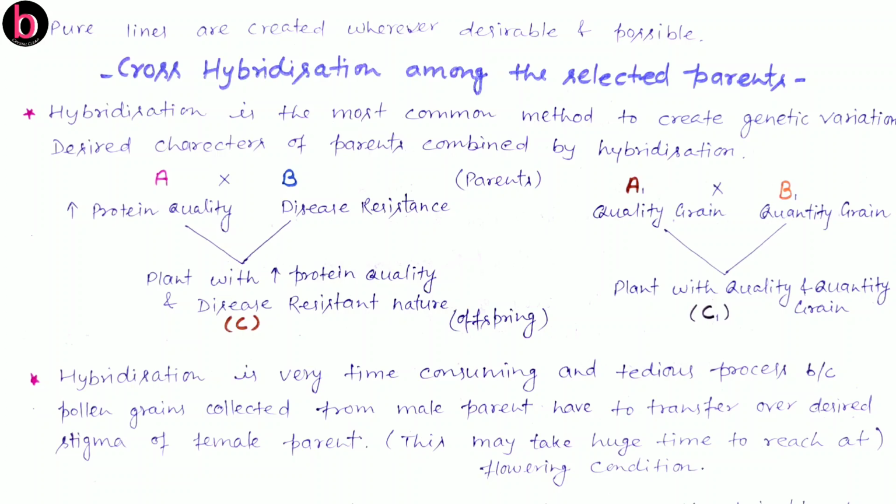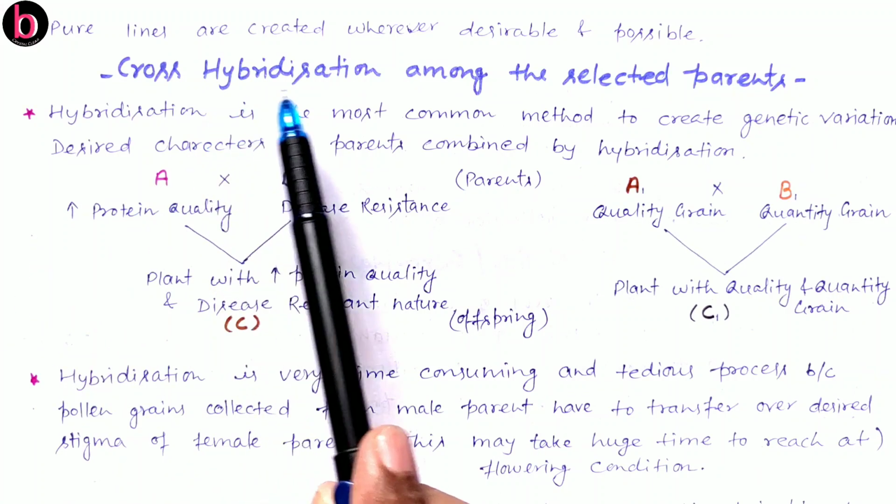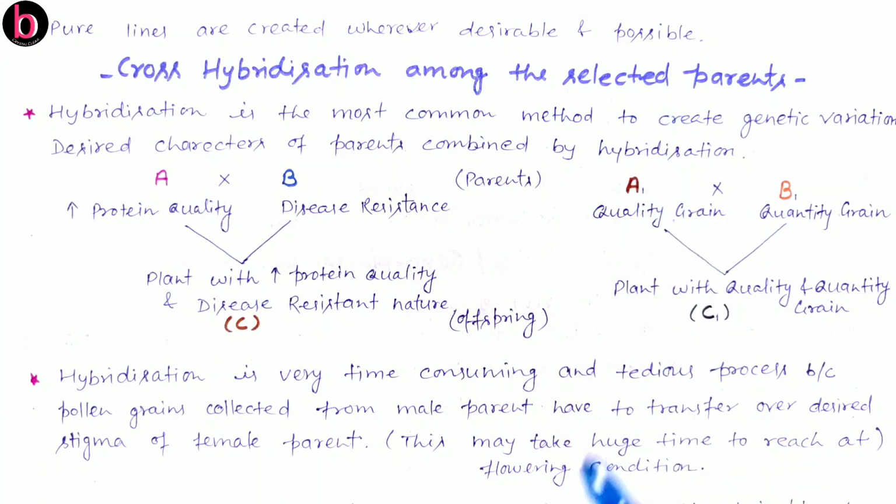So what are pure lines? These are progenies of a single homozygous self-pollinated plant, or we can say pure lines are a group of closely related individuals of identical genetic combination. After completion of these two steps, the next one is cross hybridization among selected parents.